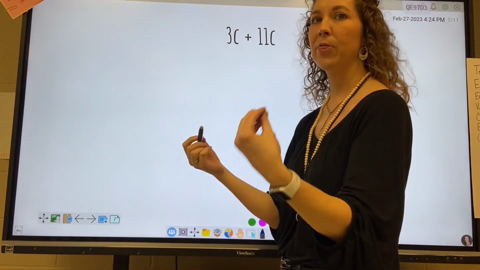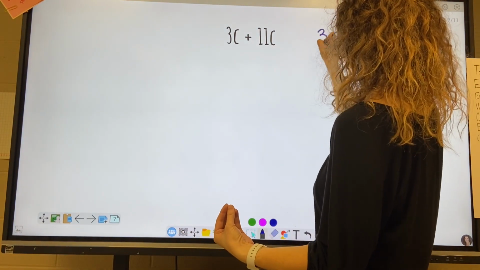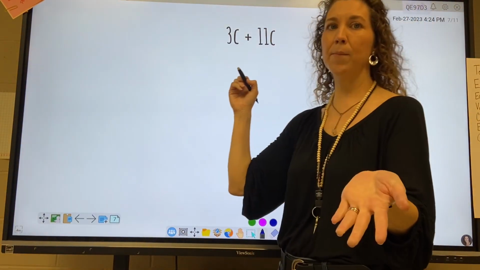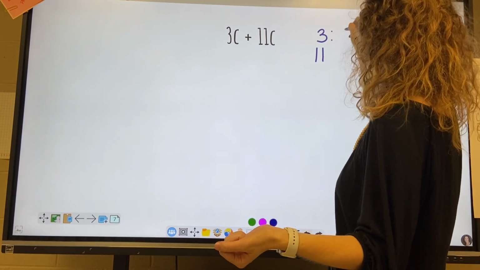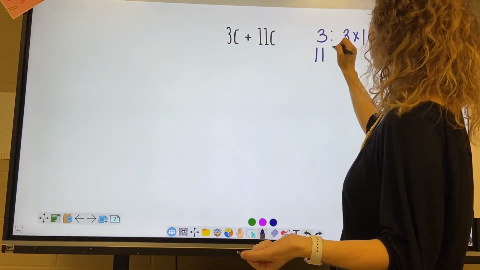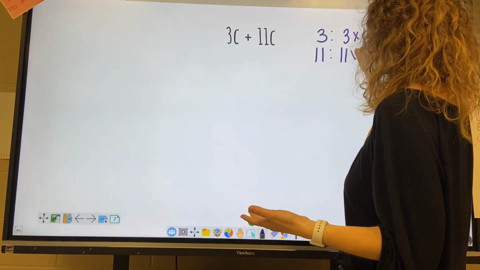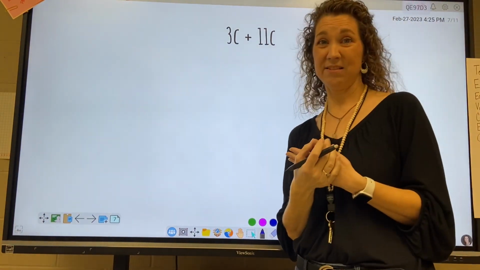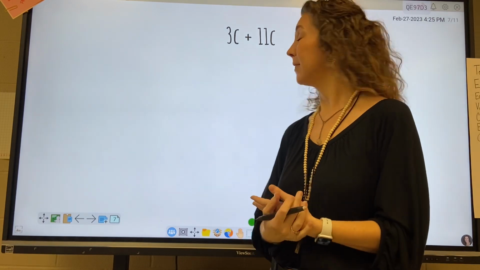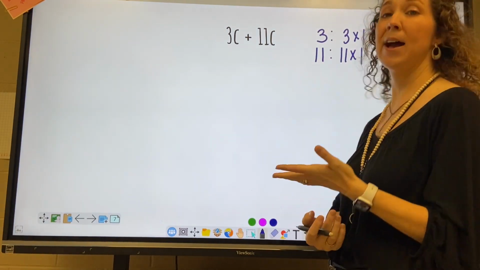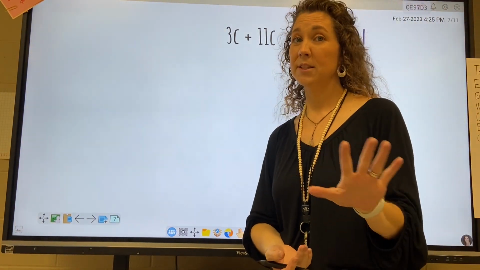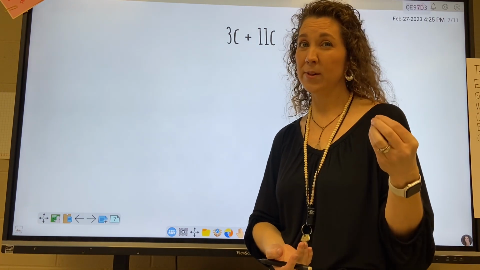If we look at the 3 and the 11, let's think about what multiplies to give us 3. 3 times 1. Let's look at what multiplies to give us 11. 11 times 1. That's it. Those are both prime numbers. They do not have any common factors other than 1. So that's not going to work for us because you can't use the 1.